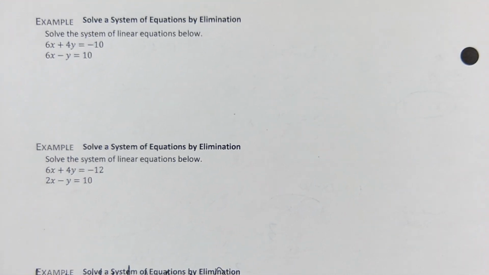We're going to solve by elimination today. And it's called elimination because the goal is to get rid of one of the two variables, literally eliminate it.